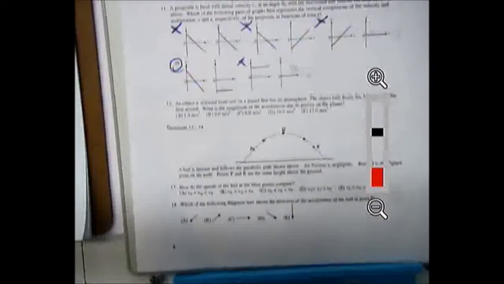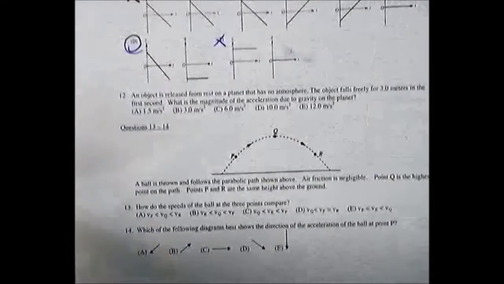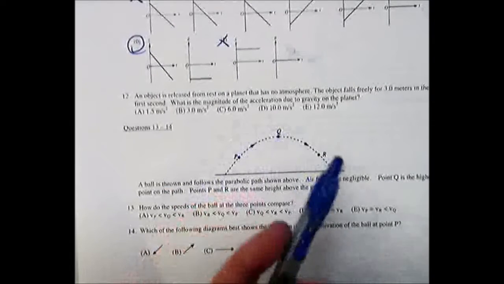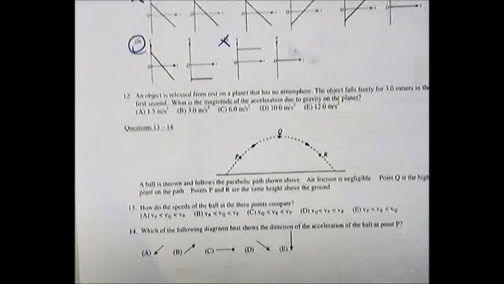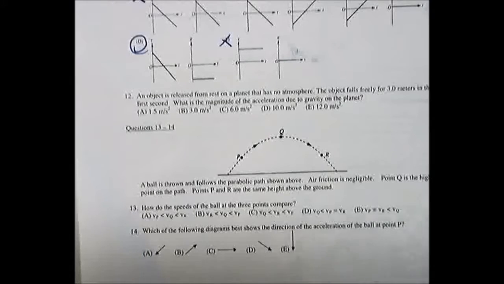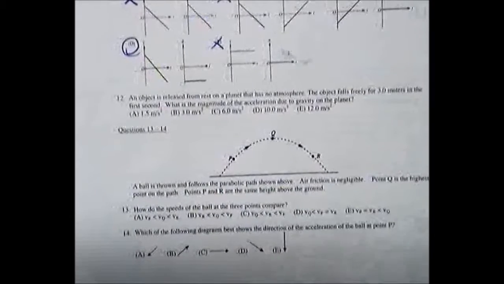All right. We're gonna skip 12, and we're gonna take a look at 13 and 14. So we have this nice, neat little diagram here, right before I even read the question. Alright, so we're dealing with a projectile that's launched from over here. We have 3 specific points on our parabolic trajectory: P, Q, and R. Ball is thrown and follows the parabolic path shown above. Air friction is negligible. Point Q is the highest point on the path. Points P and R are the same height above the ground.